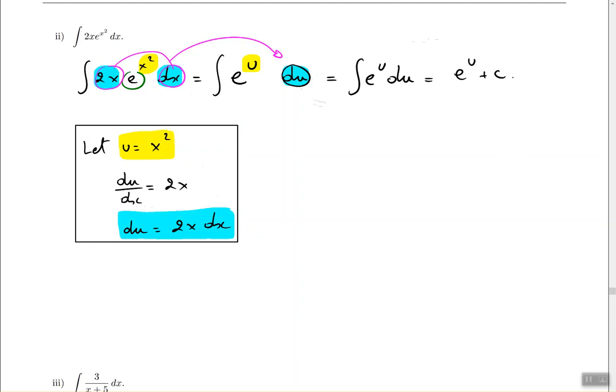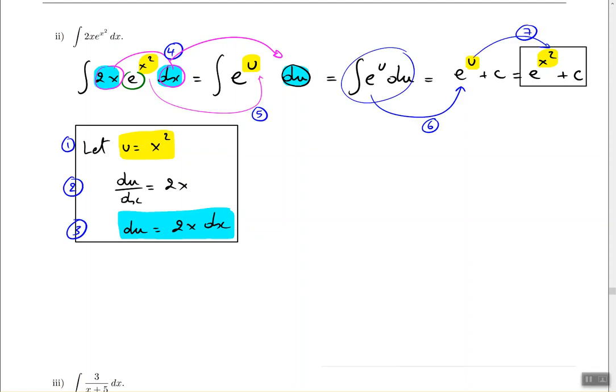And that's it. You're finished, because now all you have to do is replace the letter u with x squared, because that's what it was in the first place. So e to the x squared plus c. And that's because the x squared replaces u replaces x squared. And we're now completely done with the problem. So this is an example of how we do the exponentials. So I'm going to go ahead and number the steps so you can kind of remind yourself how I did these things. So here's a recap of what we did in the problem.